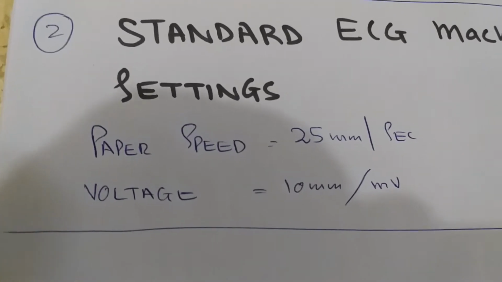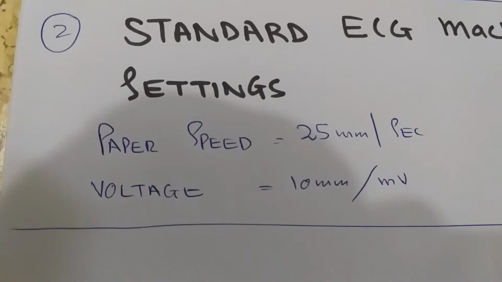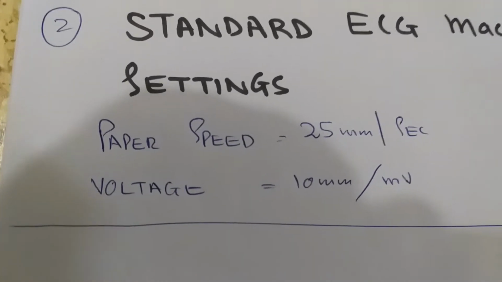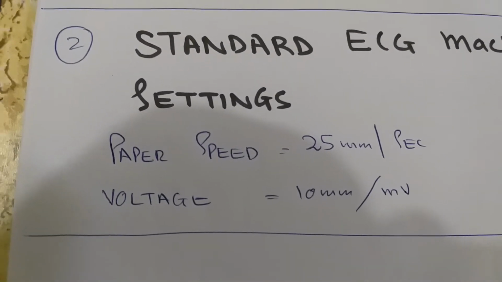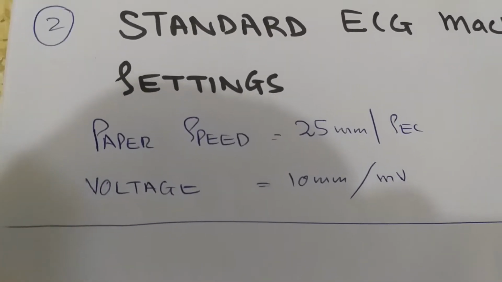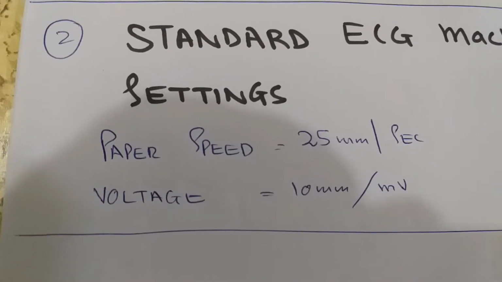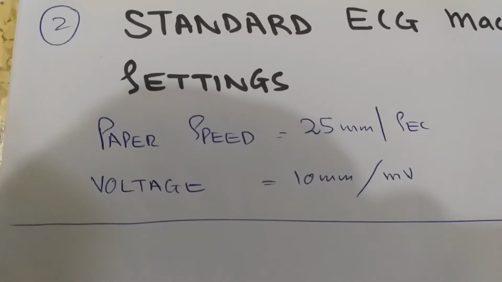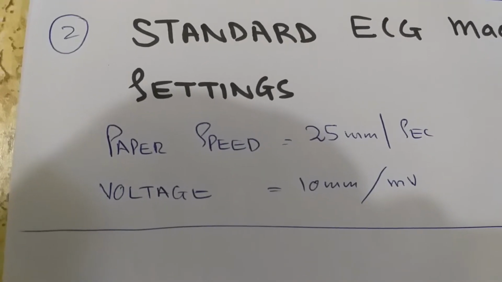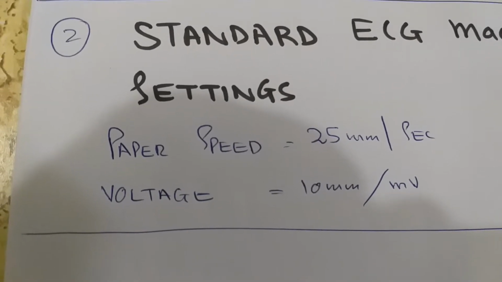For the starter, the only thing which needs to be remembered is that one millivolt of current creates a height of two large boxes or 10 millimeter or 10 small boxes. It can also be interpreted in another video, but for the starter, the only thing to remember is that the standard voltage of the ECG machine is 10 millimeter per millivolt. There are other options like 5 millimeter per millivolt and 20 millimeter per millivolt, but the standard voltage setting is 10 millimeter per millivolt.